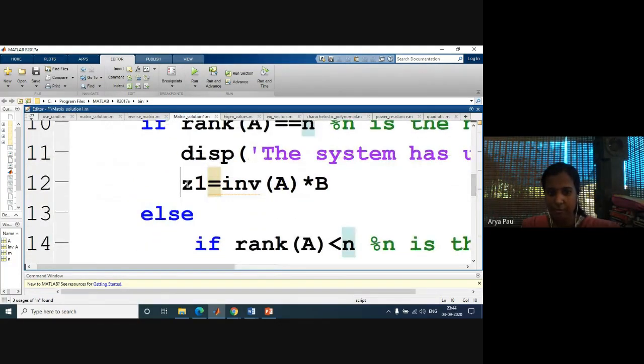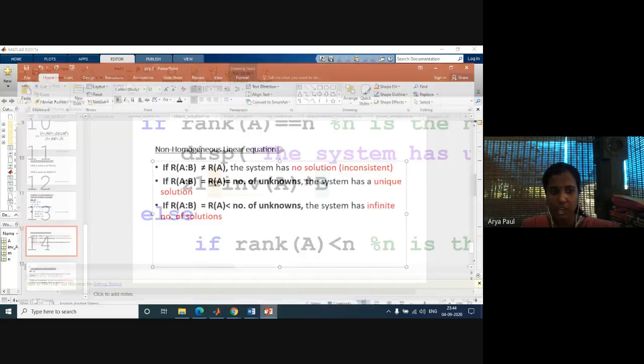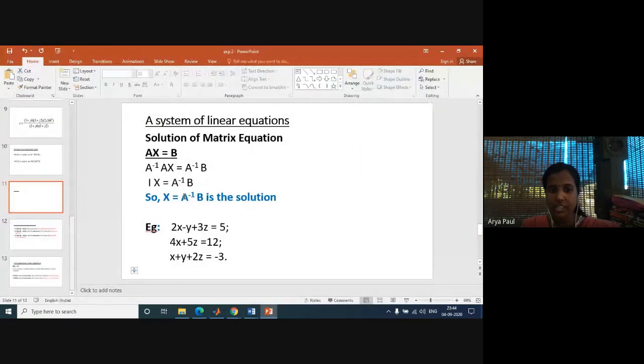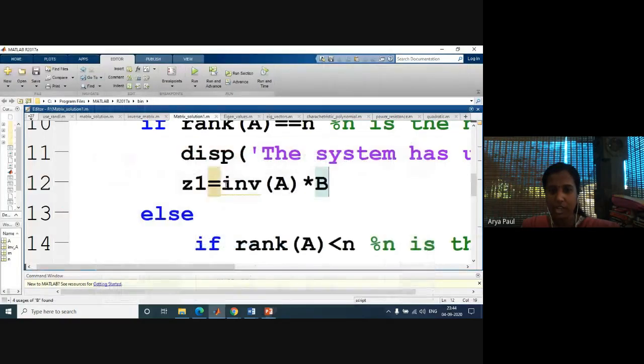The solution, let me represent it as Z1. How can you find Z1? A inverse into B is the solution, as I've already mentioned. So the inverse of A times B will be the solution, and I have assigned it to a variable Z1.